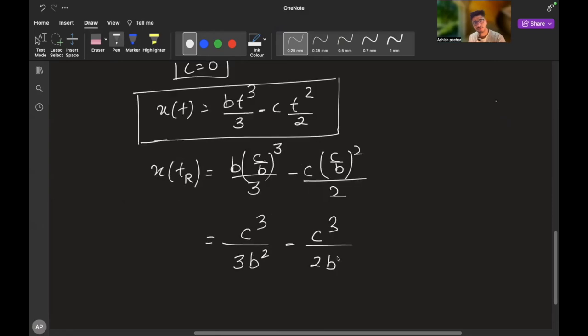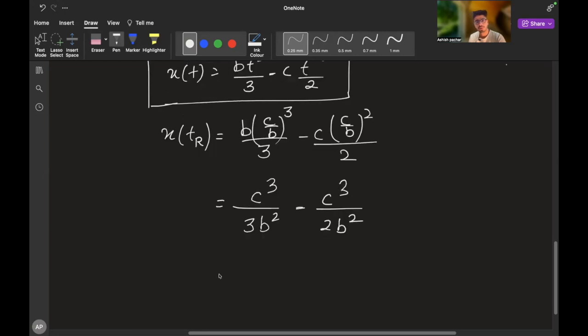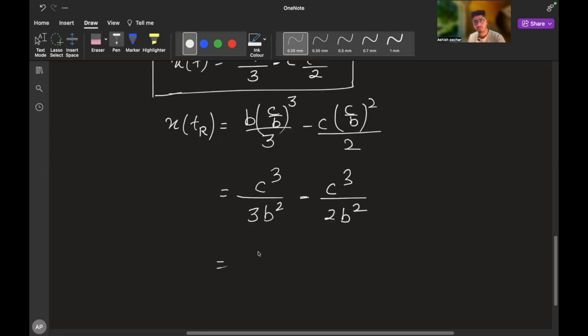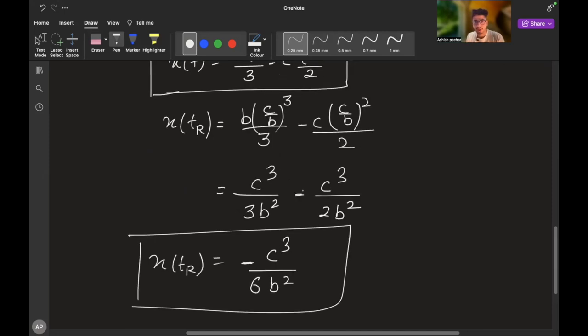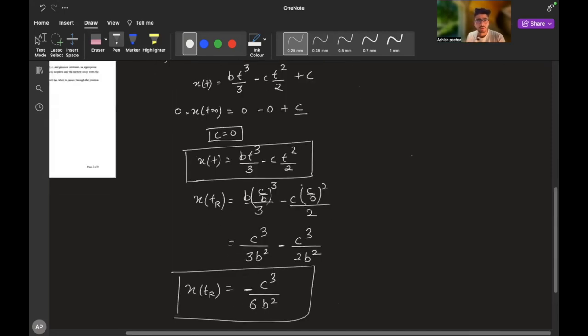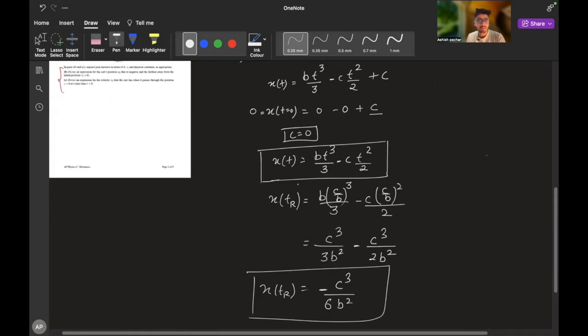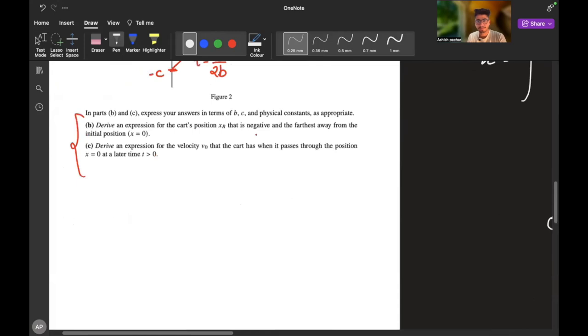Okay, so this is the constant that comes out. You can make the same denominator, so it is 2 minus c cube by 6 b square. So this is basically the furthest negative displacement. You should get the negative one only. So this is the answer for the negative displacement. This is the second part, or the B part. So let's move to the C part.